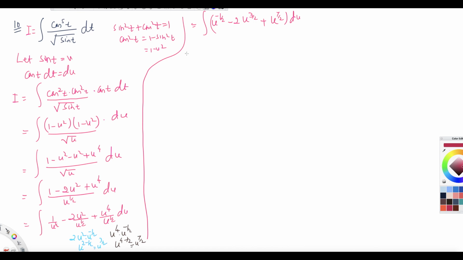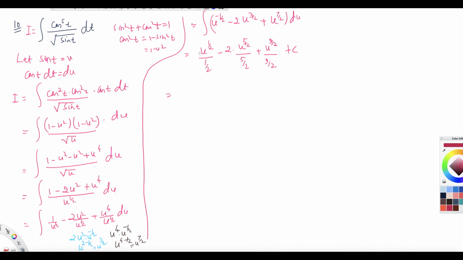Let us use the formula, that power rule, right? So it will be u to the negative 1/2 plus 1 is positive 1/2 over 1/2, minus 2 times u to the 3/2 plus 1, okay? That will be 5/2 over 5/2, plus u to the 7/2 plus 1 is 9/2 over 9/2, plus c, okay?